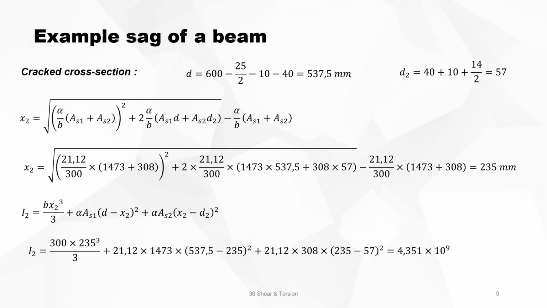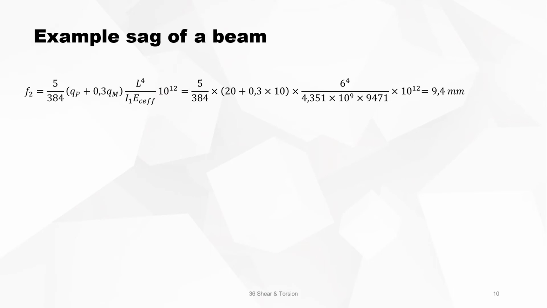We see now that for the cracked section, the depth of the neutral axis is 70% of that of the non-cracked section. And we see that the moment of inertia is only 60% of the non-cracked section. So the cracked section is less stiff, much less stiff than the uncracked section. The sag of the cracked section, F2, is then equal to 9.4 millimeters.